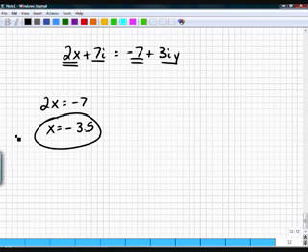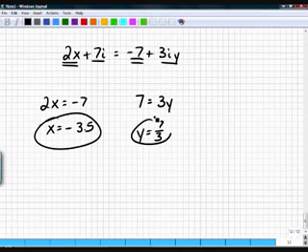The imaginary parts are equal. Do you have to include the i when you're doing this part of it? No, because if you know the imaginary parts are equal, you can just say 7 is equal to 3y. So y must be 7/3.